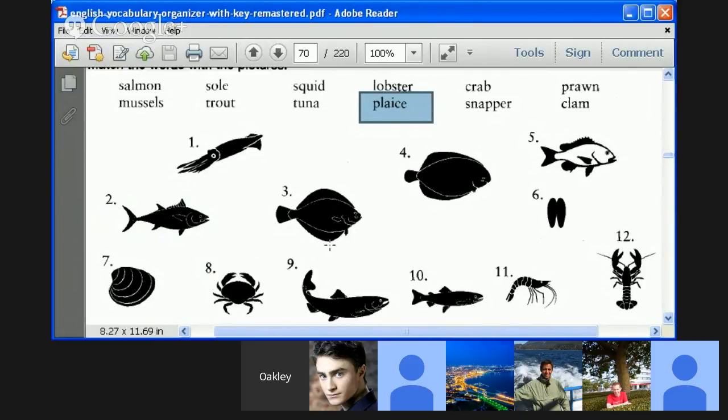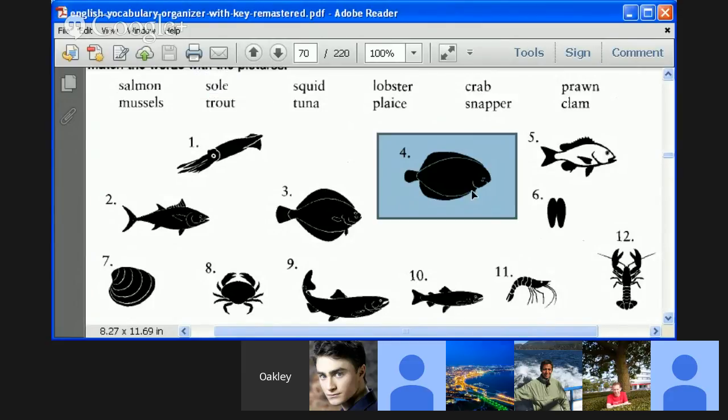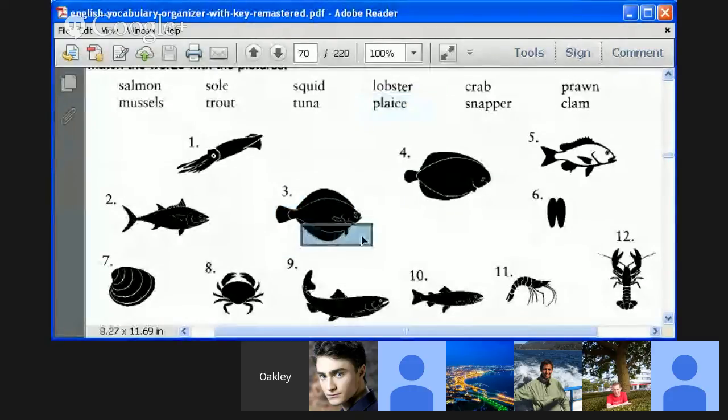Armando, how about plaice? Yeah, which one is that? No idea. I don't know this fish. Well, it's another flat fish. I think number four is actually the sole. I think we got this wrong earlier. And number three is plaice. When I look at it more carefully with the fins, these things that help the fish swim, these are called fins. Anyway, so I think plaice is number three.